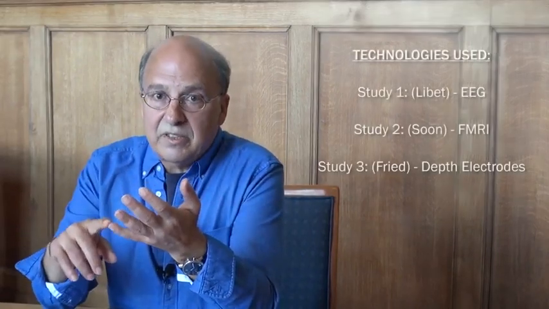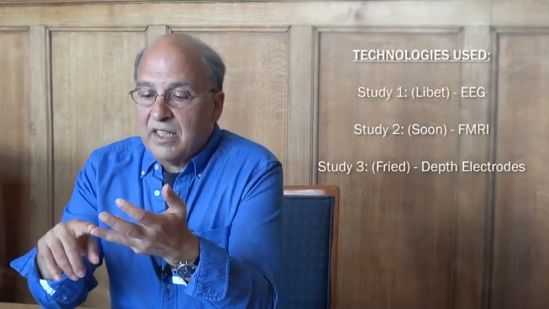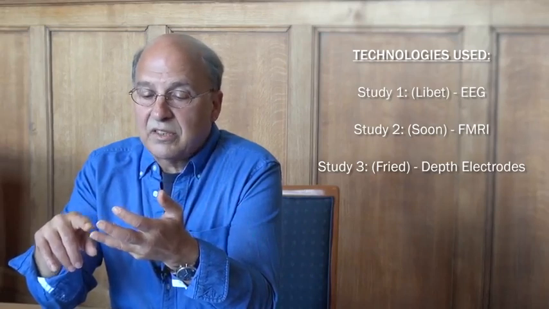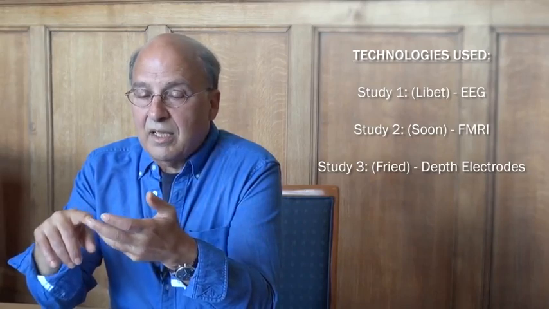So this is supposed to support Libet's idea that we make our decisions or intentions unconsciously and then become conscious of them after we make them. I want to describe the third study. It was done by Itzhak Fried and colleagues, and it was done using a different technology, the third kind of technology now, depth electrodes. So Libet used EEG. In the second study I described just now, done by Soon and colleagues, they used fMRI. And in this third one, they're using depth electrodes.